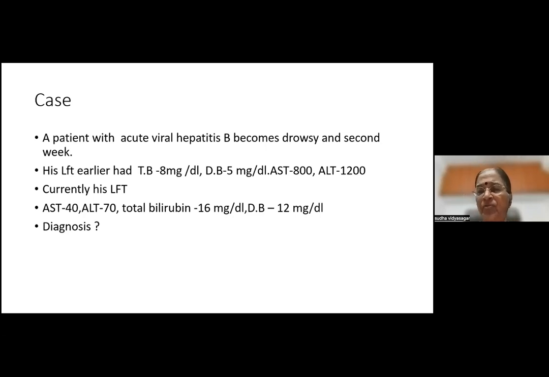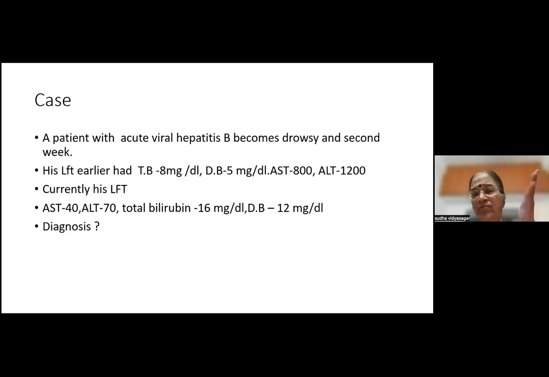So this patient came to you with a viral hepatitis. That was his enzymes. You knew he had viral hepatitis. And suddenly in the second week, he becomes drowsy. The enzymes have really improved, right? 40, 70. Bilirubin has gone up. So what's happening? What's happening now? Anybody? Liver is failing, isn't it?